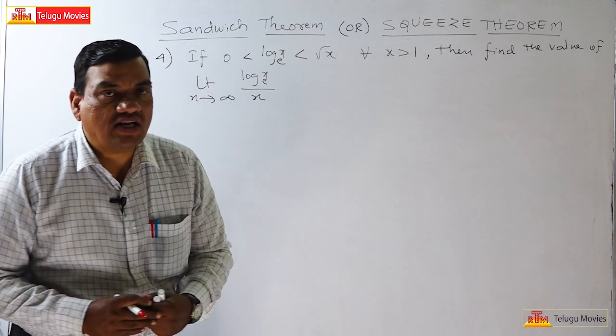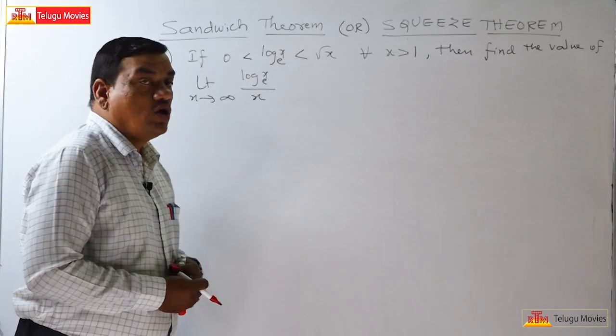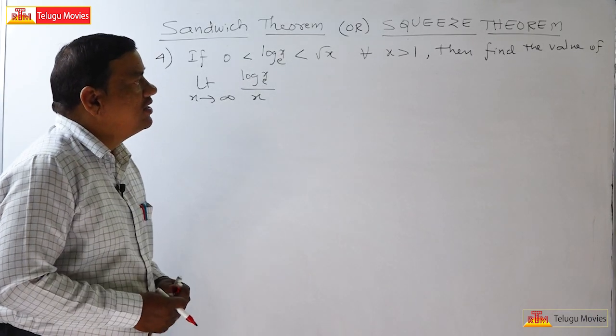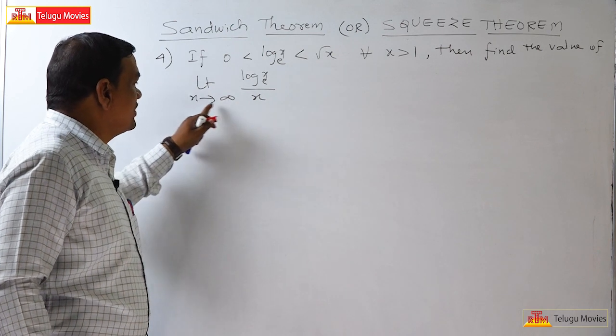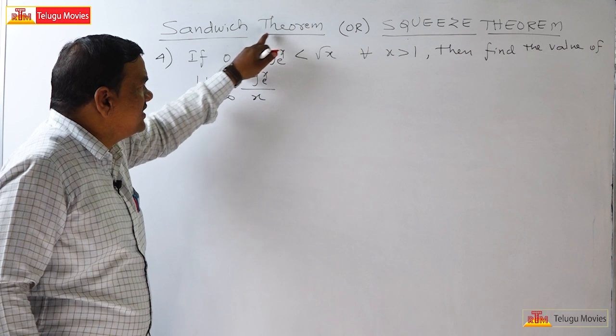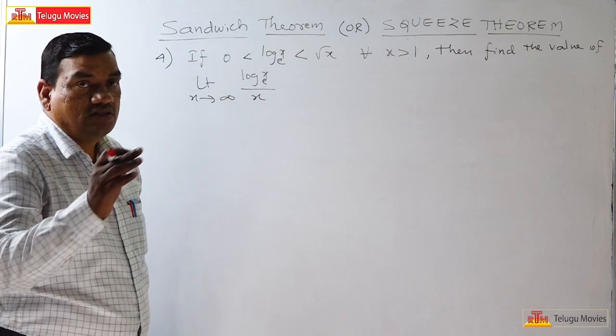Hi students, welcome to this problem. It is given that 0 is less than log x to the base e, which is less than root x, for all x greater than 1. Then find the value of limit x tends to infinity of log x to the base e by x. Here the central function is log x to the base e by x. Now observe that.